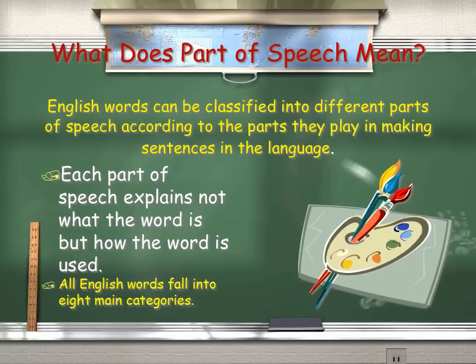Now, what does part of speech mean? English words can be classified into different parts of speech according to the part they play in making sentences in the language. Each part of speech explains not what the word is, but how the word is used. And all English words fall into 8 main categories.